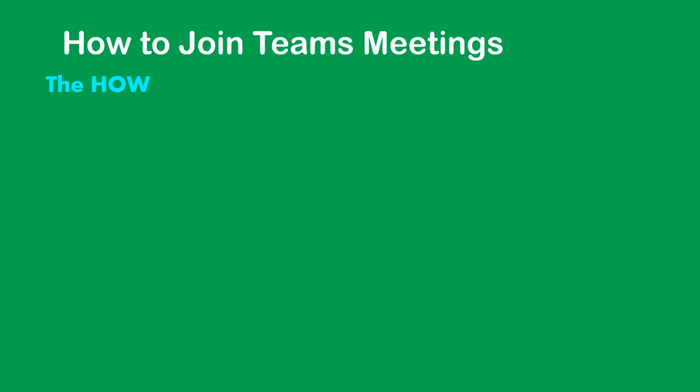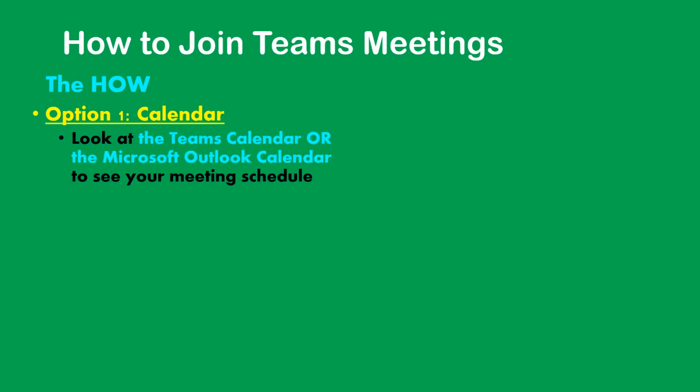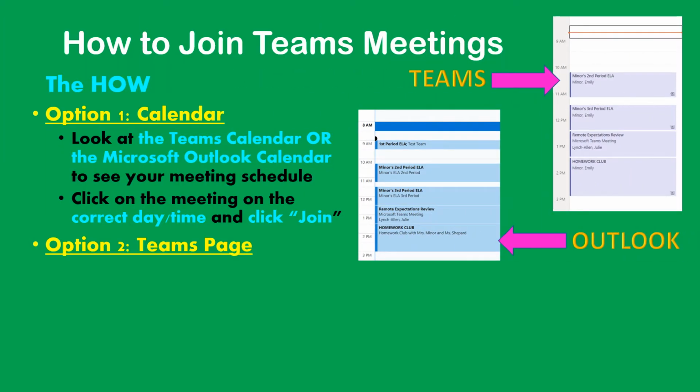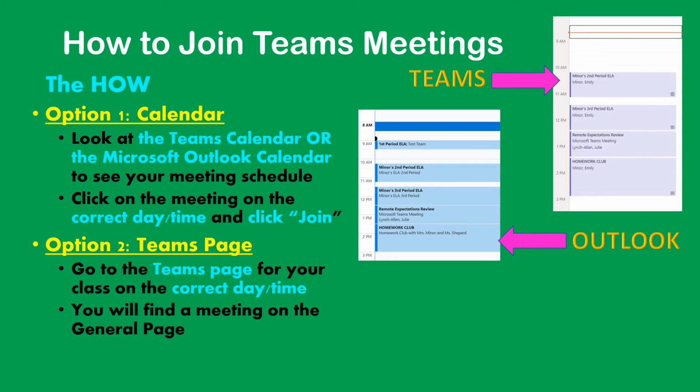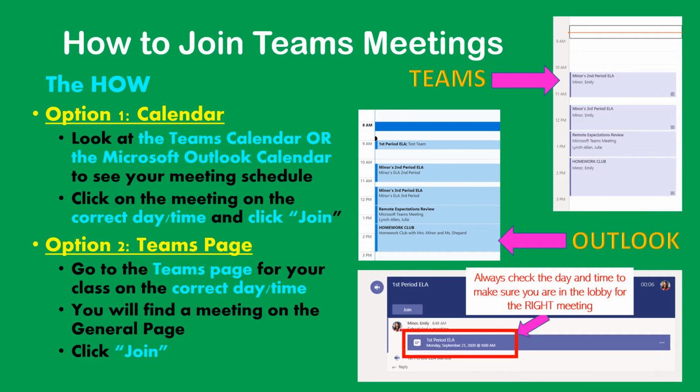What are the fastest and easiest ways to join Teams meetings? The how. First option is the calendar. Look at the Teams calendar or in your Microsoft Outlook calendar to see your meeting schedule. Click on the meeting on the correct day and time and click Join. Option 2 is your Teams page. Go to the Teams page for your class on the correct day and time. You will find a meeting on the General page. Click Join. Always check the day and the time to make sure you are in the lobby for the right meeting.